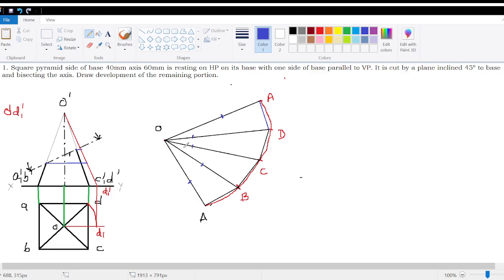Now you can see that if you are cutting a pyramid or a prism, the edges will be straight lines. Only if it is a cone, it will be a curve. Now you have to join these with straight lines. So take in mind, take this point clearly. If it is a pyramid, you have to join these points using straight lines. So join all of them using straight lines. So this is actually the development of the remaining portion. So since the question is on the remaining portion, you have to highlight the remaining portion alone. You can darken this area.